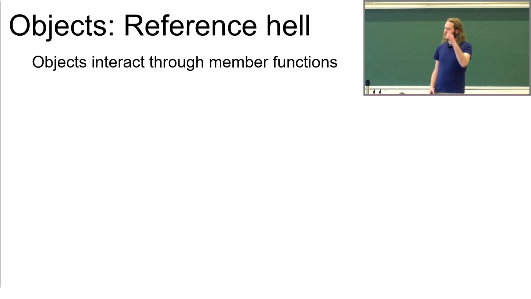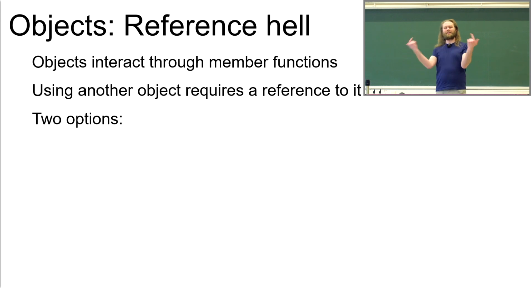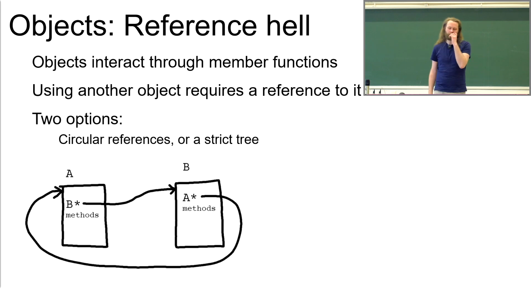Objects interact through their member functions. So in order to interact with another object, you need to call its member function. In order to call its member function, you need a reference to it, which gives us 2 options. If you have two objects that interact with each other, you must either have a circular reference or you must have a strict tree of some kind. So here's a circular reference. A interacts with B in order to call its methods, and B interacts with A in order to call its methods. So you need to set up some circular references.